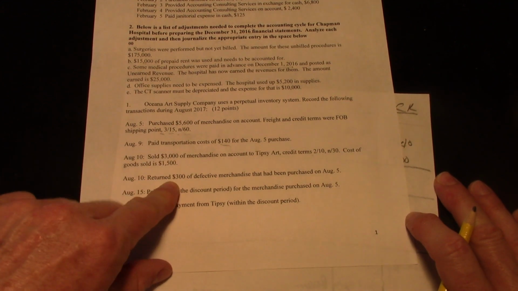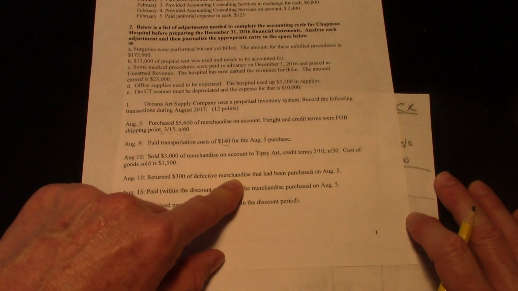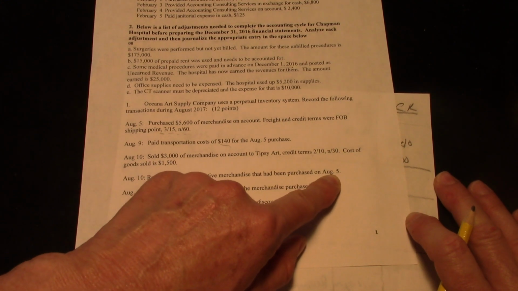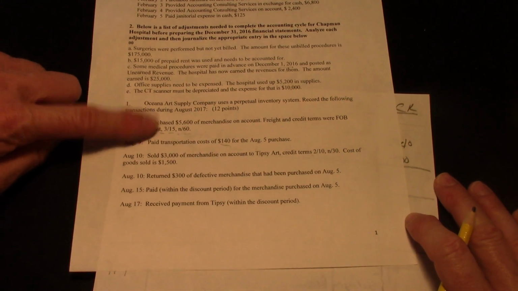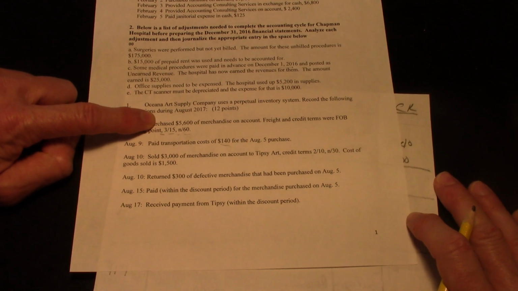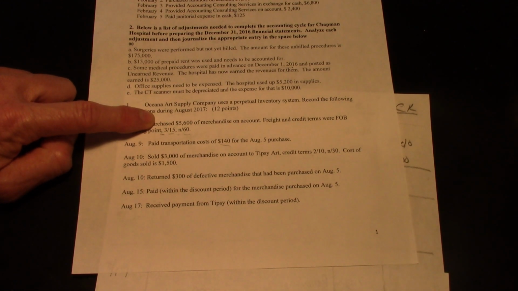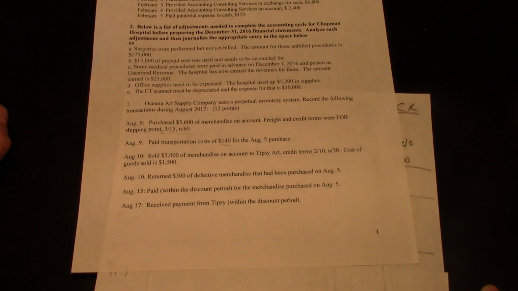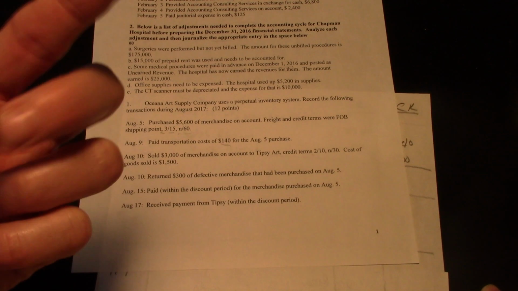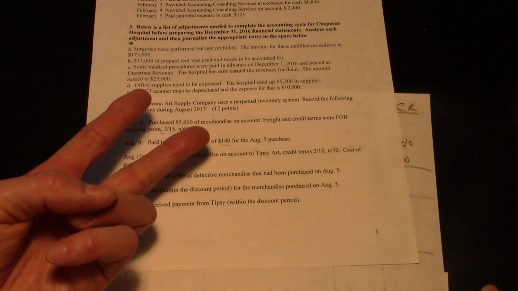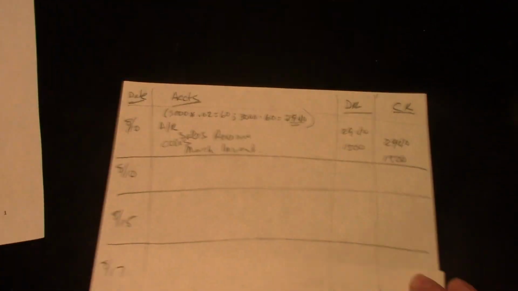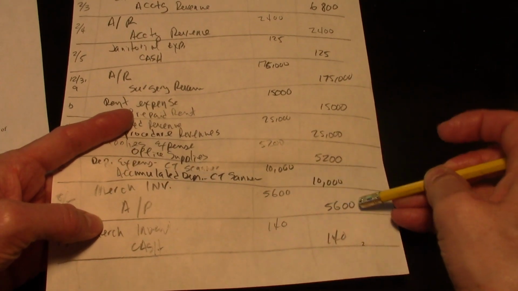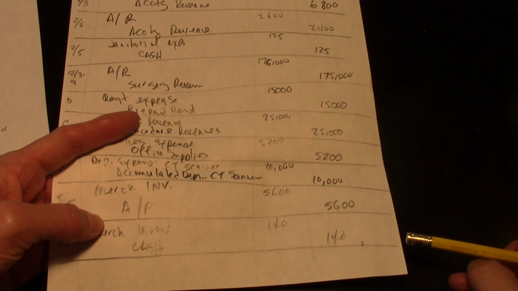Next thing that happens, return $300 of defective merchandise that had been purchased on August 5th. So up here, when we did this $5,600 purchase, well, some of it we sent back. It was not any good. So we have to take it out of inventory, and we no longer owe it. Because when we first put it on the books, we put down that we had this merchandise inventory and this accounts payable. But we don't anymore.